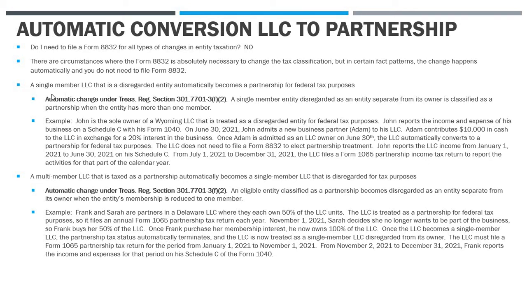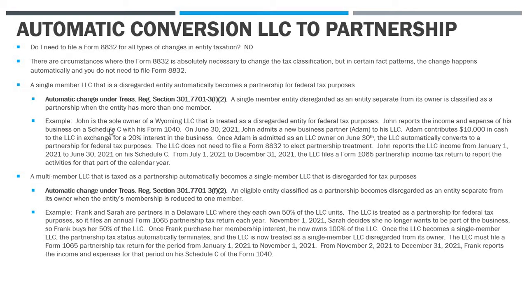So the first one here, a single member LLC that's a disregarded entity, it automatically becomes a partnership for federal tax purposes when a new person is added. So the automatic change, I should say, it's not necessarily a request, it just happens, under Treasury Reg 301.7701-3(f)(2). Okay, so a single member entity that's disregarded as an entity separate from its owner is classified as a partnership when the entity has more than one member. So this is the automatic change. You don't have to file an 8832 to change the entity from a DRE into a partnership.